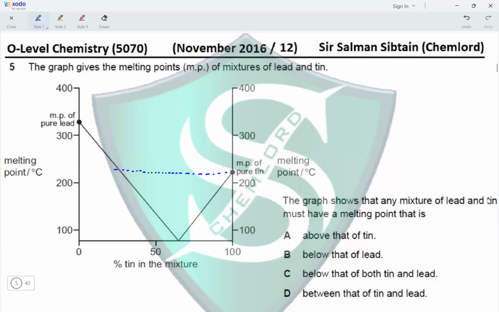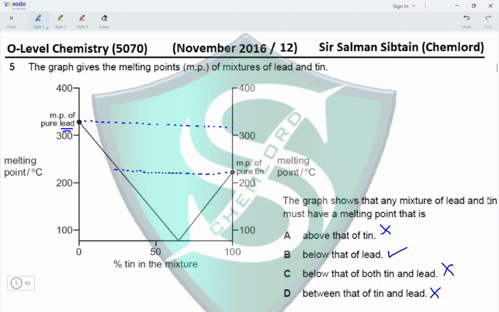But we don't have any mixtures that have a melting point greater than that of lead. So the graph shows that any mixture of lead and tin must have a melting point that is above that of tin? No. Below that of lead? Yes, because all the mixtures have a melting point below that of lead. Below that of both tin and lead? No. Between that of tin and lead?